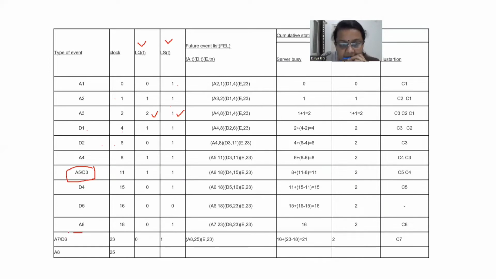Now see, another parallel case is coming. See A7 and D6. So previously it is 0, 1, 0, 1.